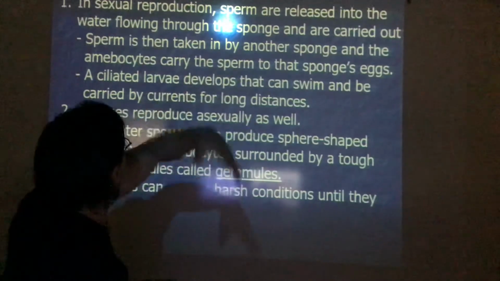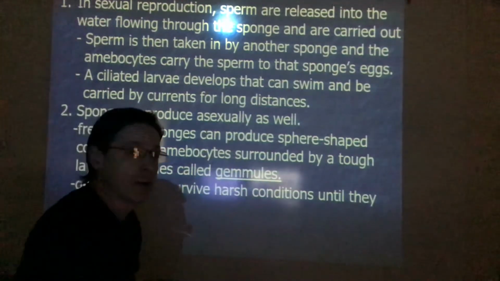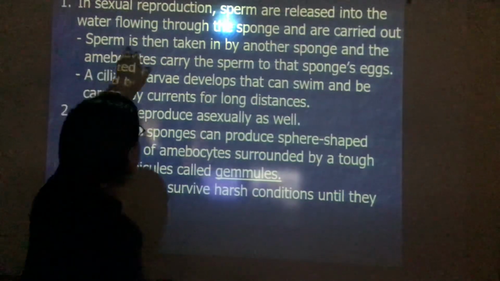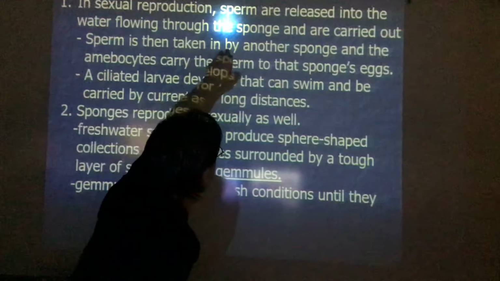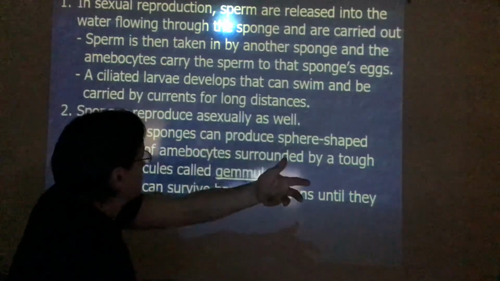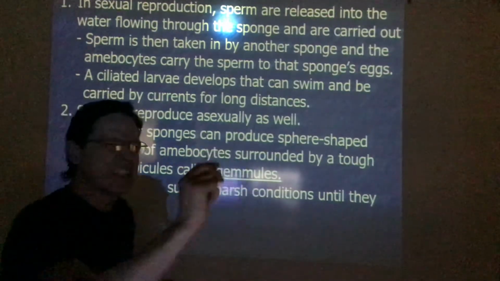The sperm gets released out into the water and carried, kind of the same way pollen carries flowers, you know, with bees and things of that nature. The male gamete then lands in another sponge. The amoebocytes then pick it up through the collar cells and so on. You get this little tiny larvae that looks like little tiny seahorses.